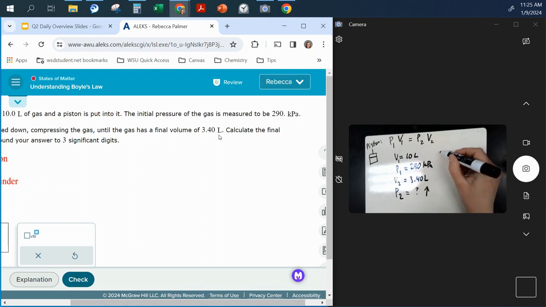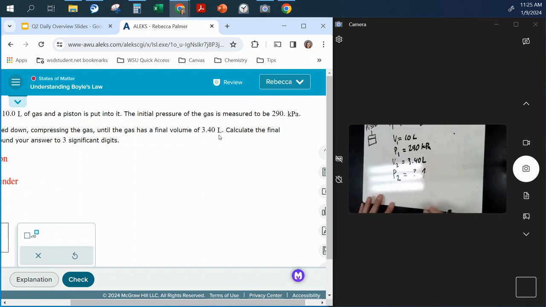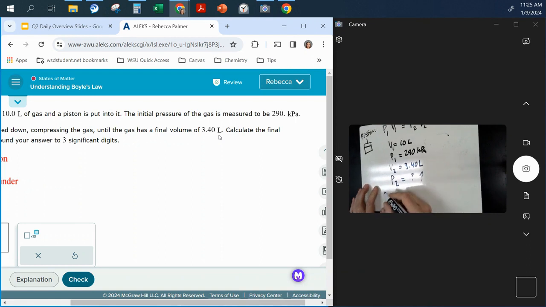So I'm going to plug in my values, 290 kPa. Oh, I'm not going to have enough space. Let me put it down here. 290 kPa times 10 liters equals P2 times 3.40 liters. I'm going to divide both sides by the volume. Then P2 ends up there, and liters cancels out. We have a pressure unit. That's great. And then we just plug that into our calculator.